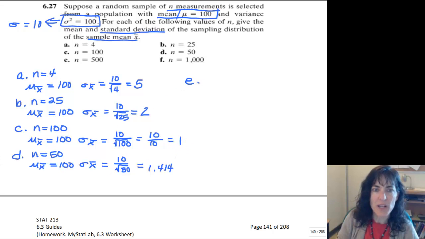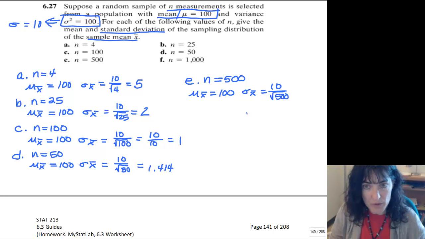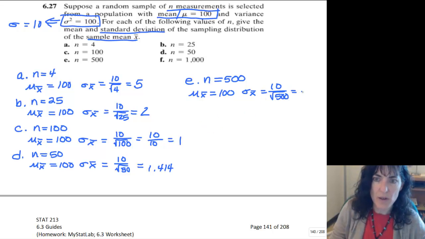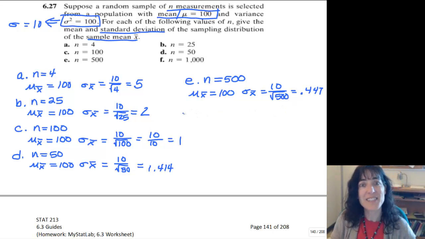So okay, let's look at part E. So this one, n equals 500. The mean of my x bar is still 100. Standard deviation of x bar is 10, again divided by the square root of 500. So I'm going to type in 10 divided by, and you might be able to type in 500 and then square root depending on your calculator. Mine, I need to do square root and then 500, parentheses, and then I get 0.447. And it's getting small, isn't it?